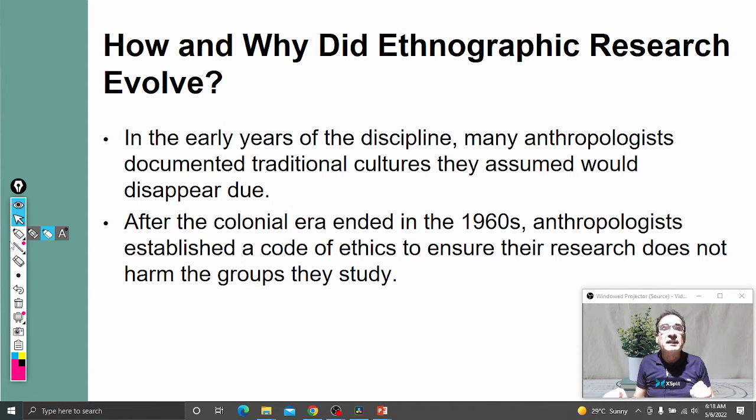Now, a question arises in mind: how and why did ethnographic research evolve? In the early years of the discipline, many anthropologists documented traditional cultures they assumed would disappear. After the colonial era ended in 1960, anthropologists established a code of ethics to ensure their research does not harm the group they study. So, in this way, ethnographic research evolved in the world, and most of it was conducted in the United States and the European countries. Now, this qualitative type of research is popular all over the world.